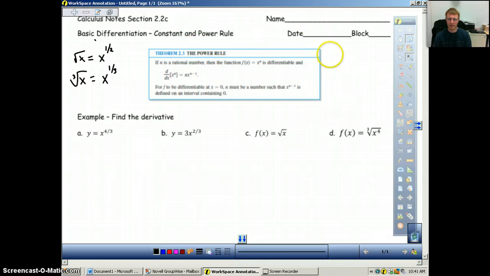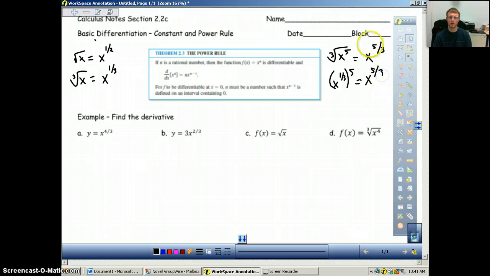So for example, if I gave you, say, the third root of x to the 5th power, that would be the same thing as saying x to the 5/3. So notice the 5 is the one that goes on top, the 3 is the one that goes on the bottom. Okay? And that comes from our properties of exponents. I know that the third root is the 1/3 power, so that would be like saying x to the 1/3 to the 5th power, and then we multiply our powers to get x to the 5/3.